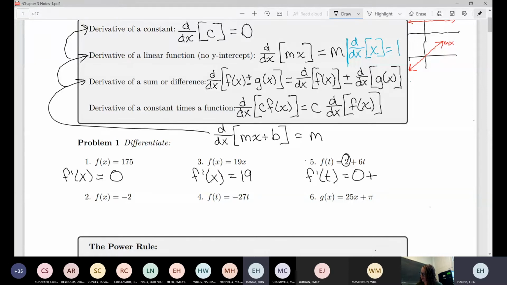And then I have to add that to the derivative of 6t. So we have a constant times t, so it's going to essentially be our second rule. That's just going to leave us with 6. So of course the final answer is 6.